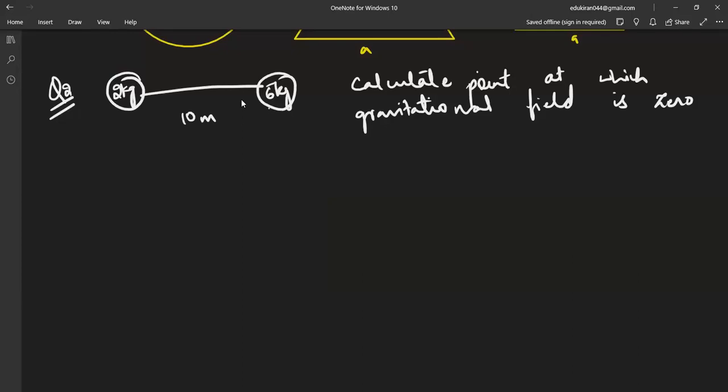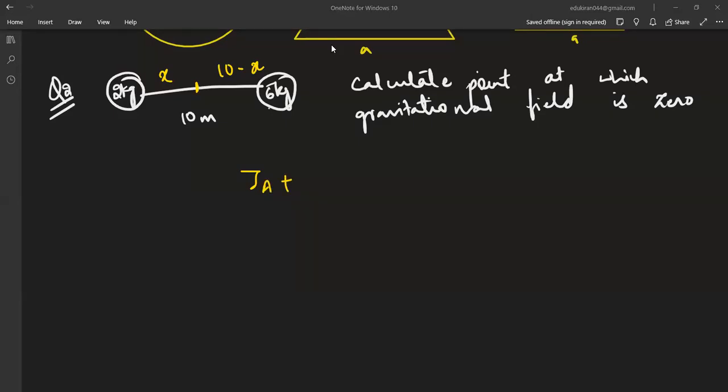Class, let me mark a point. Let's say this is x distance from 2 kg. So if total is 10 meters, this part is just x. So this becomes 10 minus x. Now at this point when we are calculating the gravitational field, the net gravitational field here will be 0.